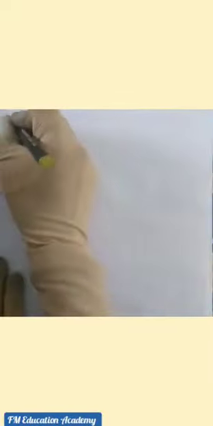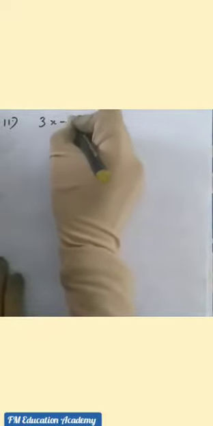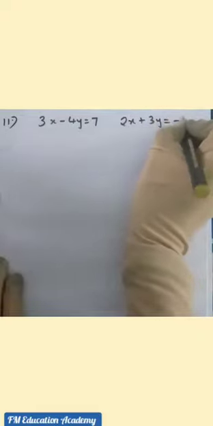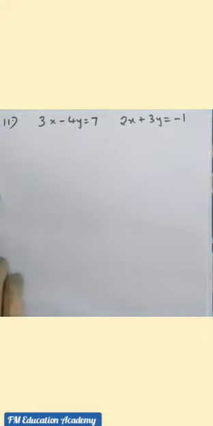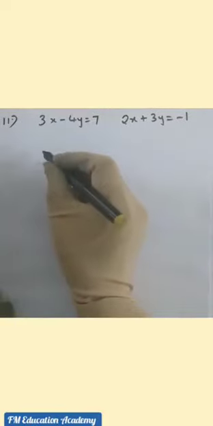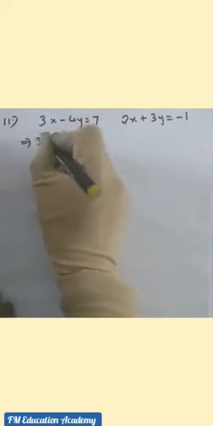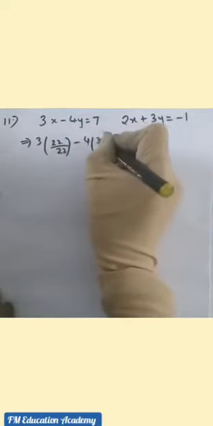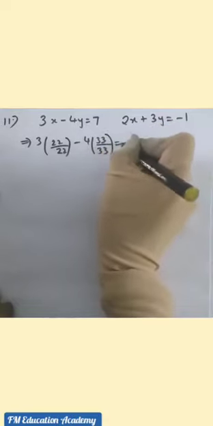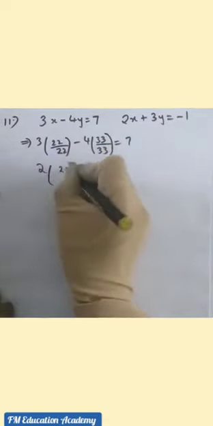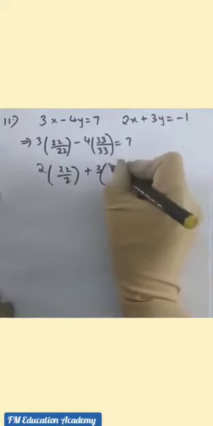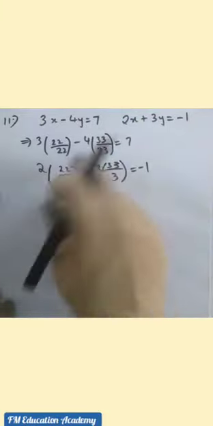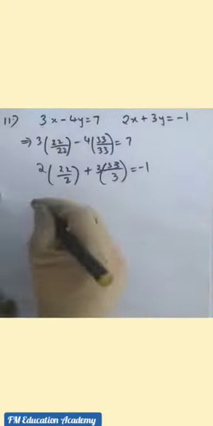11th question. What are the equations given to us? 3x minus 4y is equals to 7 and 2x plus 3y is equals to minus 1. Okay, substitute and see. The first option is 22 by 2 and 33 by 3. So in place of x substitute 22 by 2, 22 minus 4 into 33 by 33 is equals to 7 and 2 into 22 by 2 plus 3 into 33 by 3 is equals to minus 1. What are we doing here? In place of x and y we are substituting these values, option 1 values in both equations.